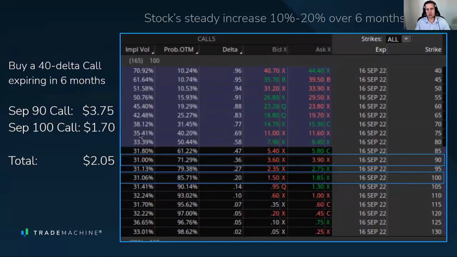And so now the combined position, if we are buying the 90 call and selling the 100 call in the September expiration, it's going to cost us around 205. The market says that the 90 call has a 36% chance of ending up in the money and that the 100 call has around a 20% chance, a 20 delta, of ending up in the money.